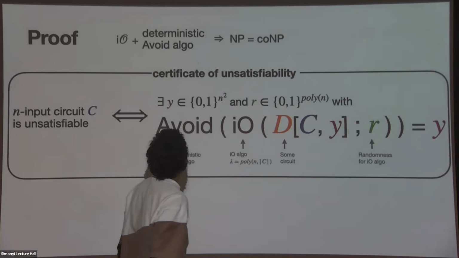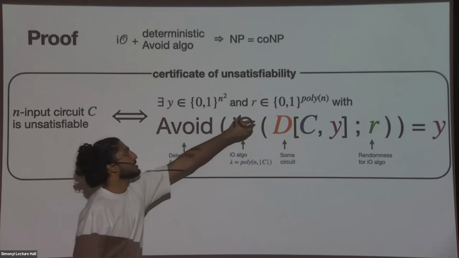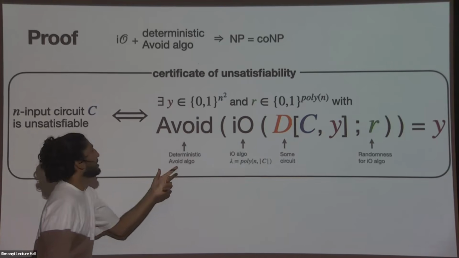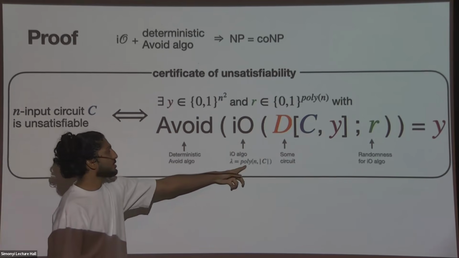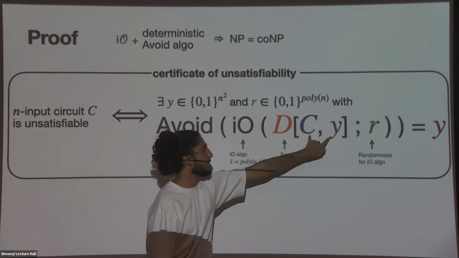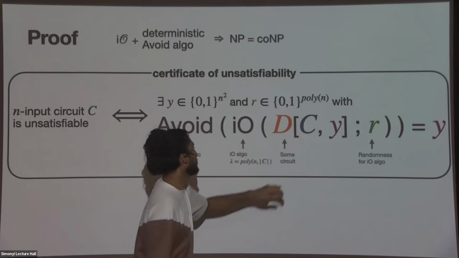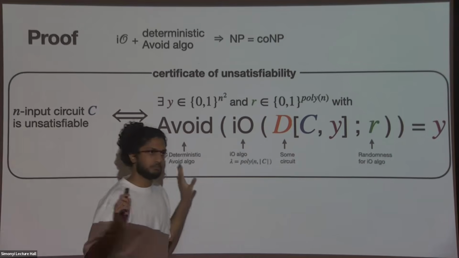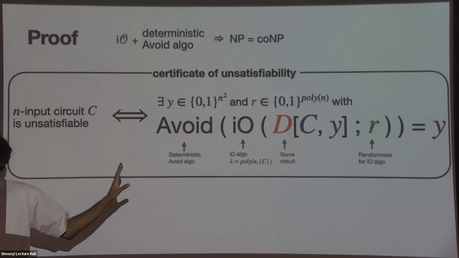Ignore this part, I should have removed it. The condition is that there's going to exist some string y and some string r with the following guarantee. The guarantee will be that when you run the deterministic range avoidance algorithm on the obfuscation of some circuit D, which I haven't told you about yet but which will depend on C and y, with randomness r, you get back y. So I haven't told you what the circuit D is, but basically you're going to run Avoid on some obfuscated circuit, and you're going to check whether or not you got back y. All right. Next I'm going to tell you what D is, but hopefully everything makes sense up to here.